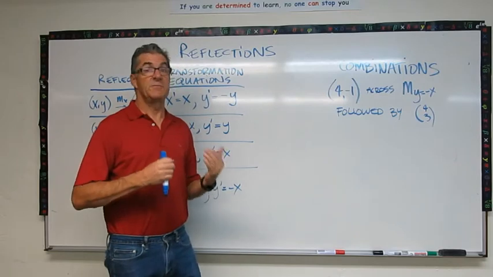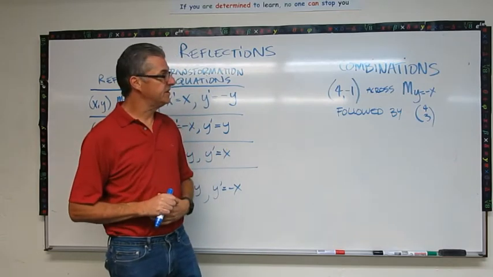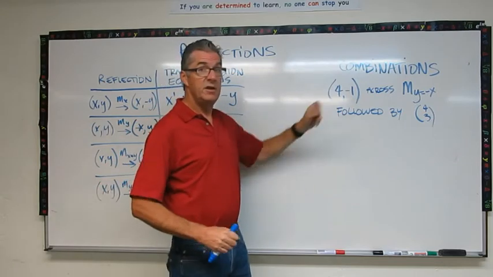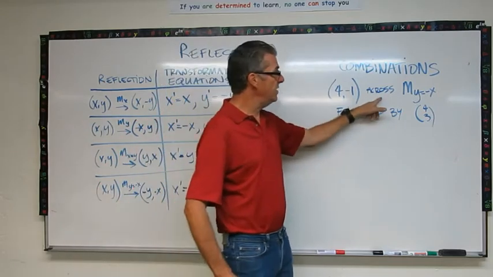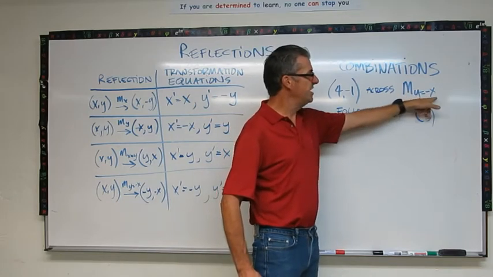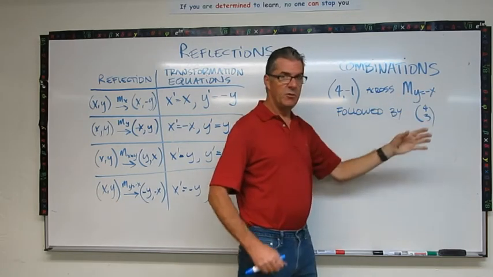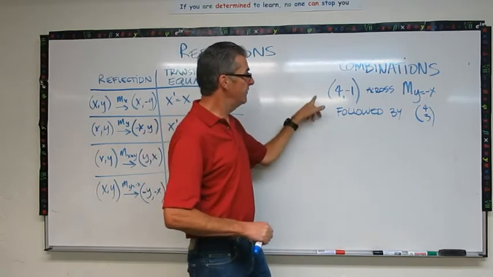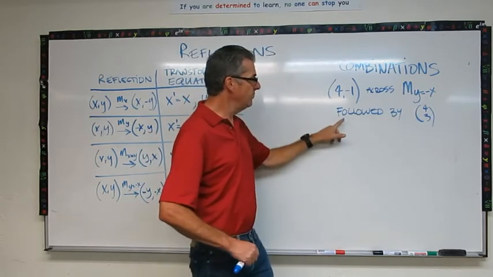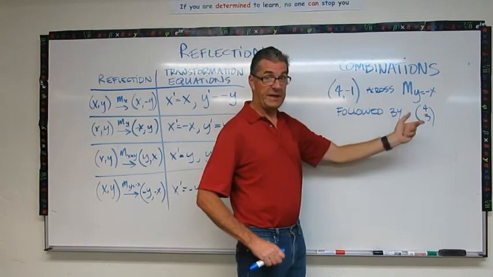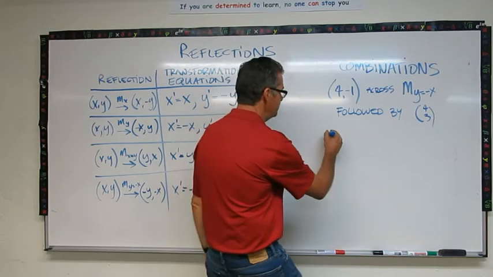Okay, you're going to get some combinations in the exercise, so let's do one of those. Here's a point, 4, negative 1. The first thing we're going to do is reflect it across the line y equals negative x. So this is the one that switches the terms and changes their signs. So we're going to first reflect it across that line, and then we're going to translate it, which is a slide, for 3. Okay, so let's do the reflection first.